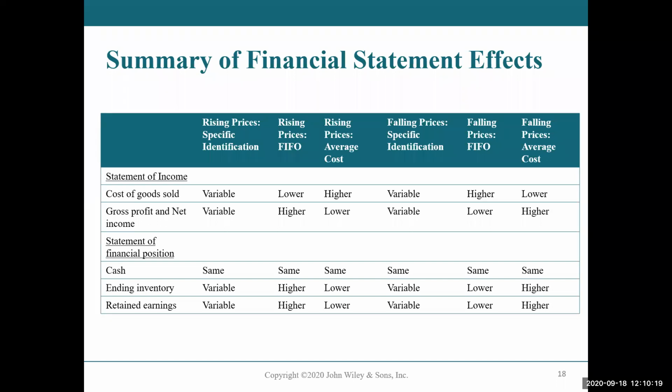The same idea applies to average cost. With average cost, if the prices are rising, then your cost of goods sold is going to be higher. If your cost of goods sold is higher, then your net income is going to be lower. That net income will eventually get to retained earnings, which will also be lower. Your ending inventory will also be lower if the prices are rising because the cost is going up. If you're looking at falling prices in the average assumption, it will be exactly the opposite effect.